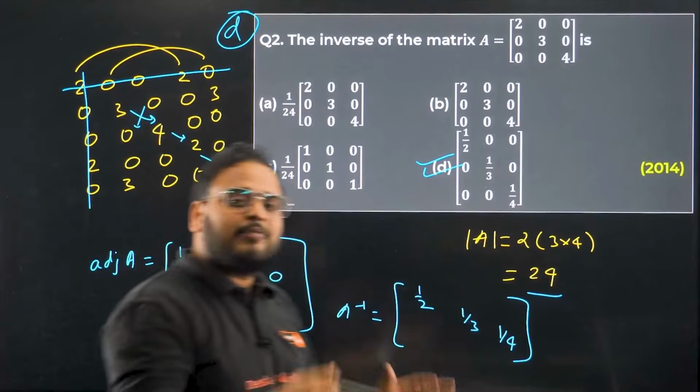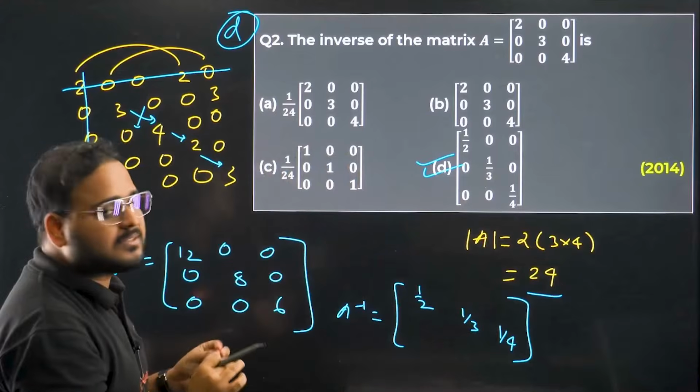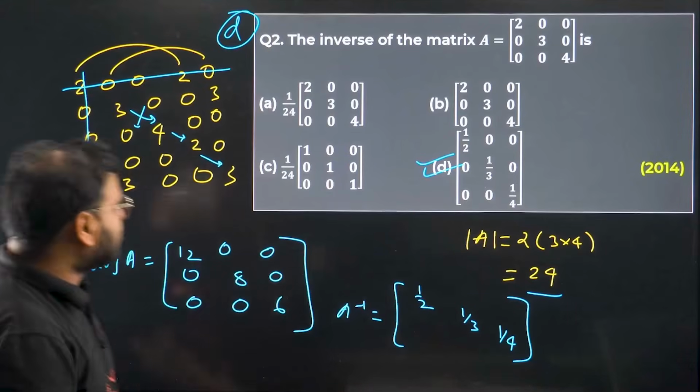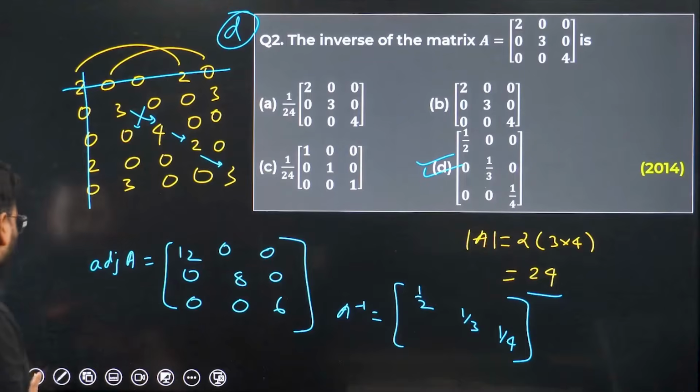So we don't have to do the entire process. Just look for what is related, what is important for us, and then from there only we can get the answer. That's your shortcut for these questions. Question 2 is done. Answer is D. I hope all of you got it right as well.